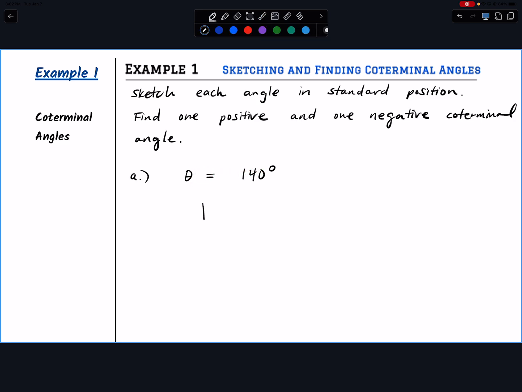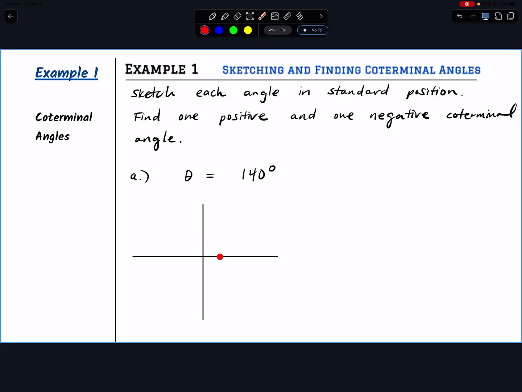If I want to sketch this in standard position, remember that it starts on the positive x-axis. I need to rotate this 140 degrees. Which direction is it if it's positive? Do I go clockwise or counterclockwise? Counterclockwise. Okay, so I'm going this way. How far do I have to rotate to get 140? Which quadrant will this land in? Second quadrant. From here to here, it's how many degrees? 90. So how many more degrees do I need to go? 50. How many degrees is each quadrant? 90. So if I have to go 50 more, that's a little bit more than halfway.